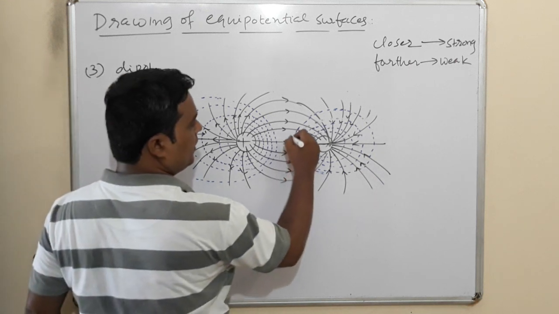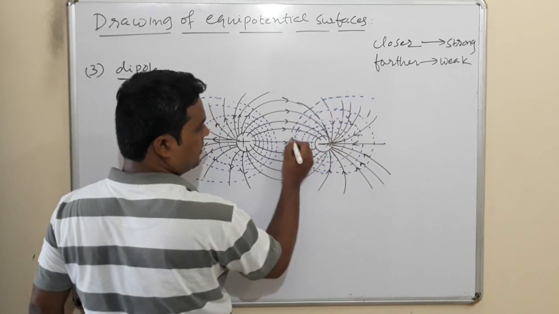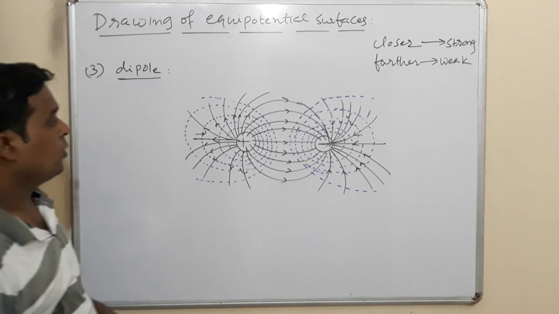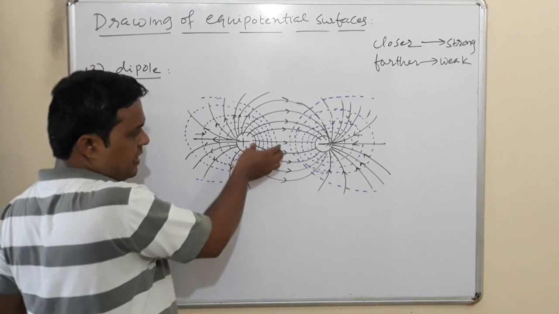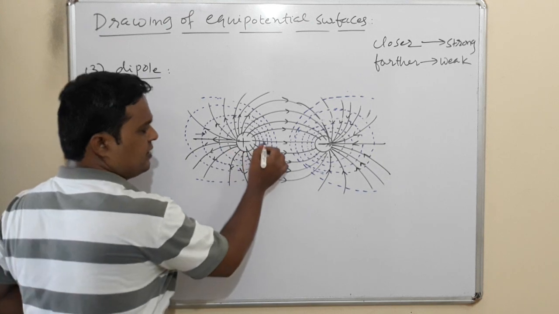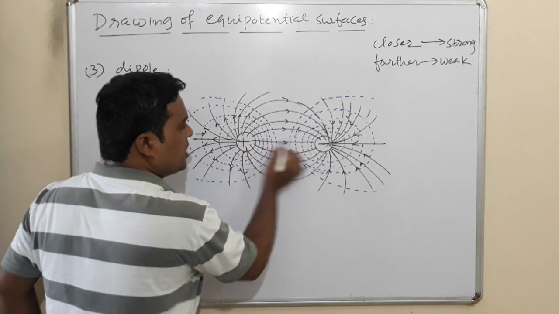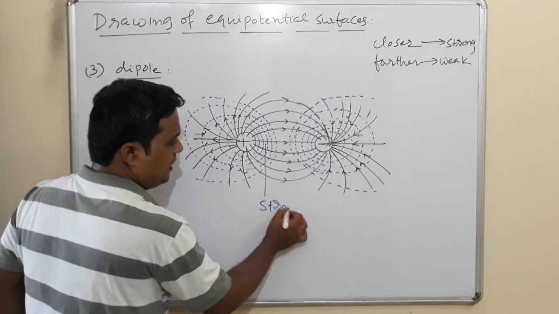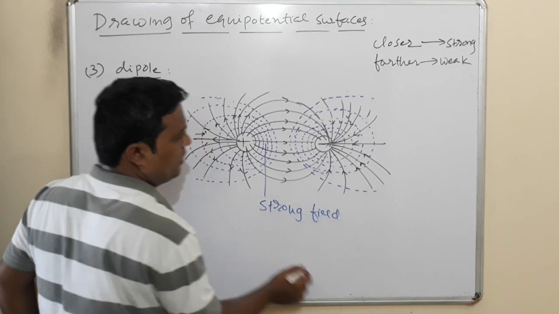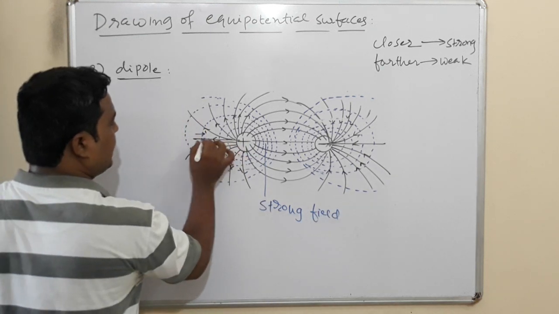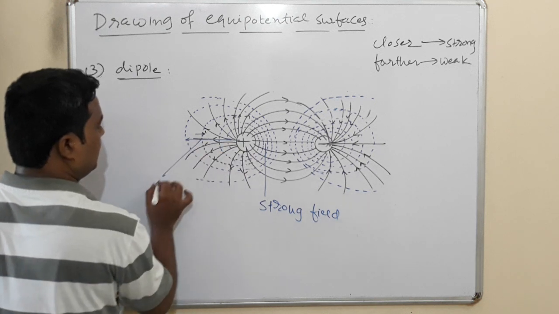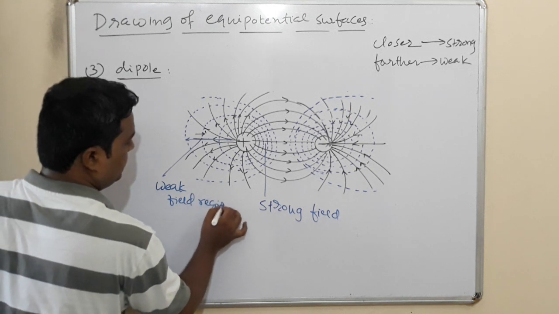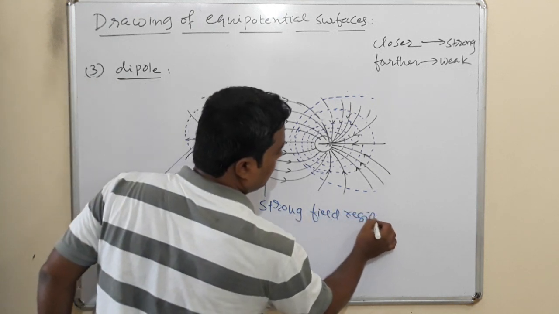Then if I draw one more line like this, they will form a circle like this. They will form a closed loop like this. That means for a system of unlike charges, anywhere in between these two charges, the electric field is strong. This indicates that this region is a strong field region where lines are closer, and here lines are further apart from each other. This indicates that this is a weak field region. This is a strong field region.